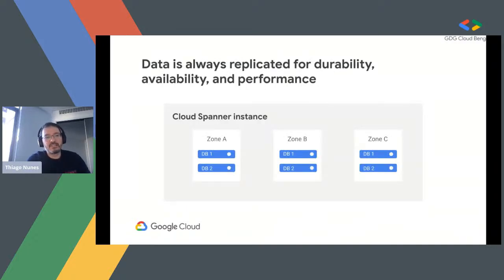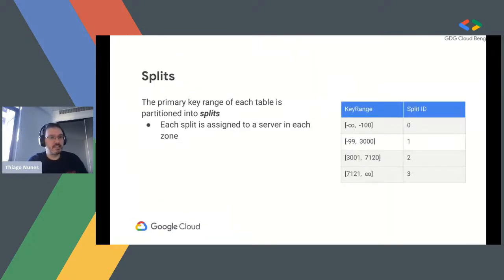Cool. So let's take a look at how data is replicated in Spanner. So here we have, again, the single region configuration that we've seen before. We're going to have 3 zones, A, B, and C. And what is important to notice here is that all your databases are going to be replicated in all the zones. So zones A, B, and C are going to have a full replica of databases 1 and 2. Now let's zoom in a little bit.